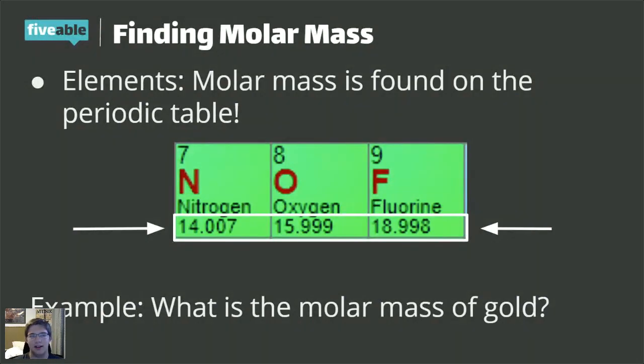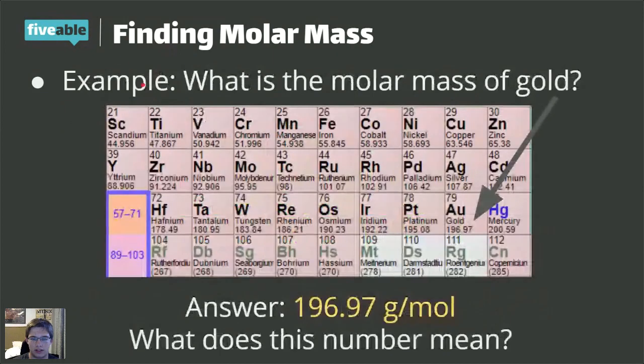196.97. Perfect, exactly. So if we're finding the molar mass of gold, all we have to do is first find gold on the periodic table. It's element number 79, and the number right under it is the molar mass.